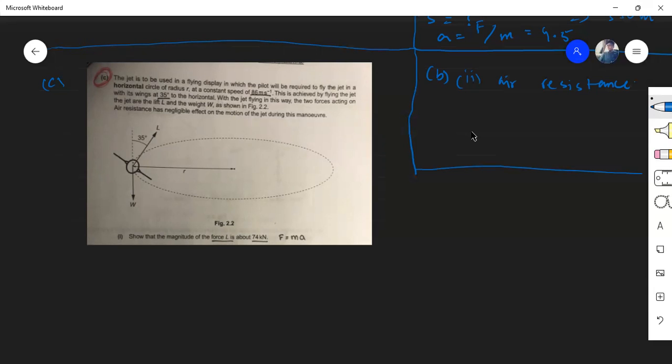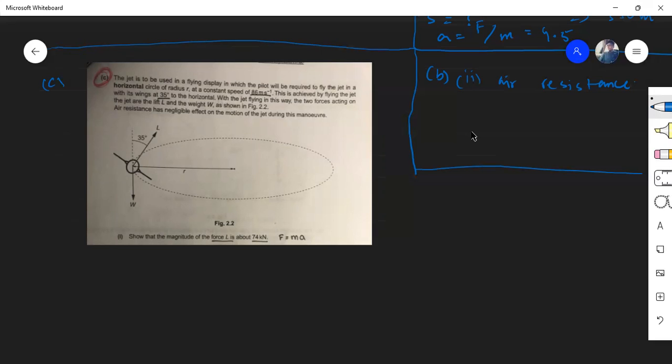This is achieved by flying the jet with its wings at 35 degrees to the horizontal. With the jet flying this way, the forces acting on the jet are the lift L and the weight W, as shown in figure 2.2. So this is L and this is W. Air resistance has negligible effect on the motion of the jet during this maneuver. So there's hardly any other force working because of air resistance.